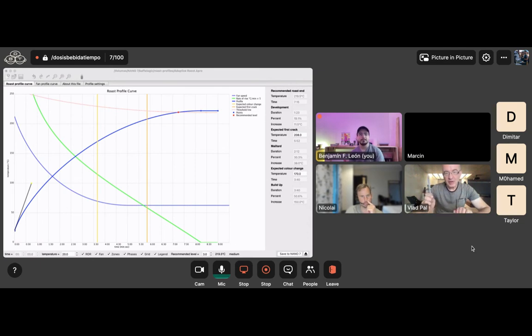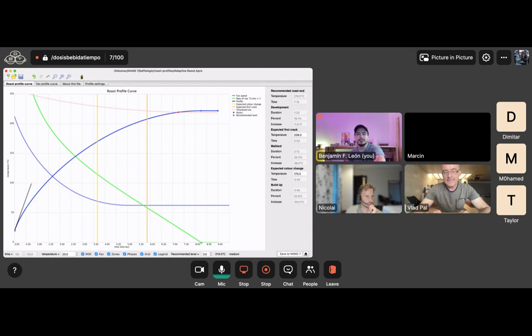Yeah, glad. I have two questions. Looking at your ROR curve and the adaptive profile, do I understand correctly that from the minute 8:20, where the ROR is getting to 0, this is actually the maximum roasting time for this curve? Yes. I mean, yes and no.